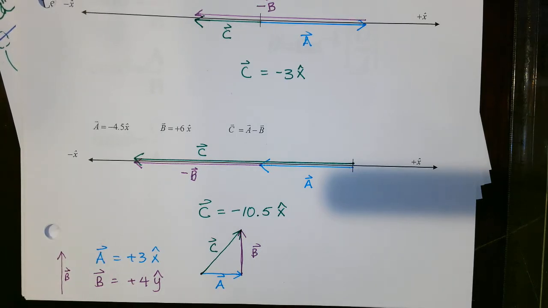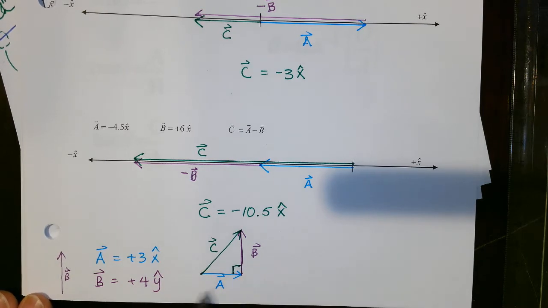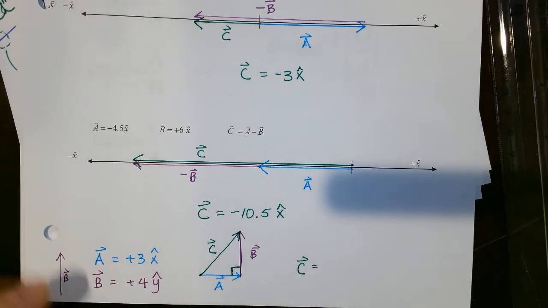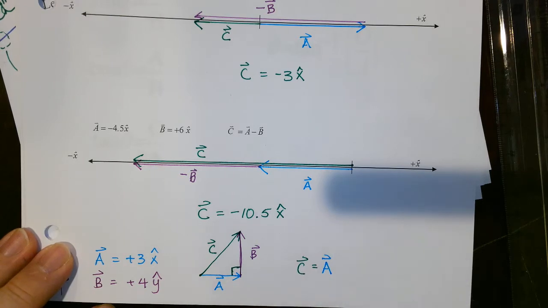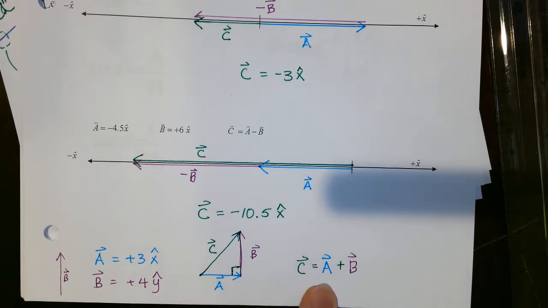Right? So this here has to be a right angle because X and Y are always going to be perpendicular to one another. Does that make sense? So this is a right triangle. Okay? So you can say now my C vector is equal to literally A vector plus B vector. And we used the graphical method to get my C.